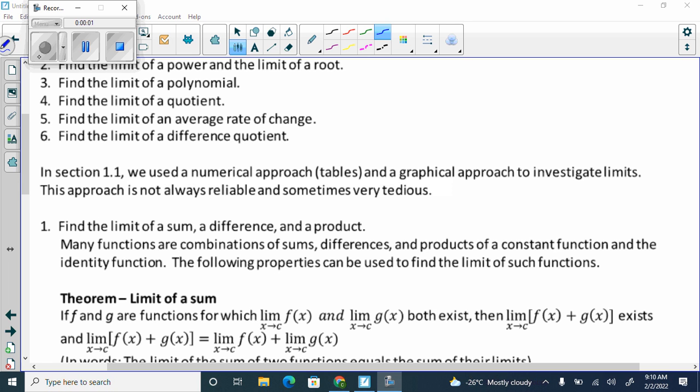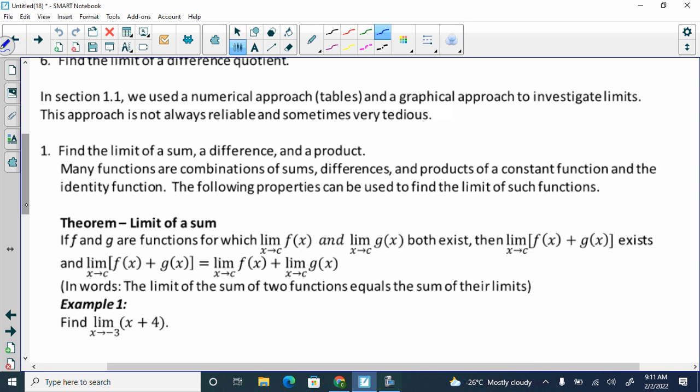Number 1. Find the limit of a sum, a difference, and a product. So many functions are combinations of sums, differences, and products. Sums being additions, differences being subtractions, products being multiplication, of a constant function and the identity function. The following properties can be used.